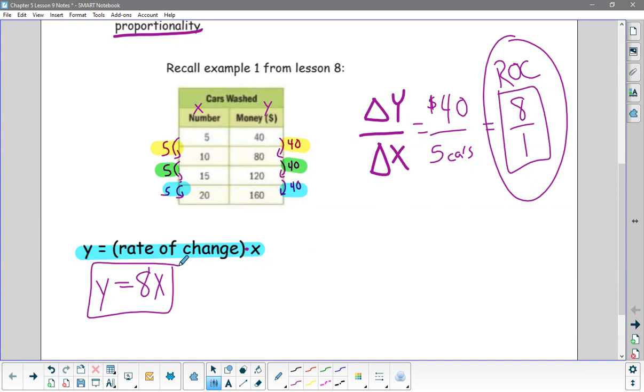So if we look at this equation, what it tells us is, and again, the y stands for money, so money equals 8 times the number of cars we wash. If I just do 8 times how many cars I washed, I figure out how much money I made, and that's exactly what this table is telling us. So again, if it helps, this stands for the money, this stands for $8 per car, and this one is the number of cars. That's what each part of our equation stands for. All right, let's go on to the next question.